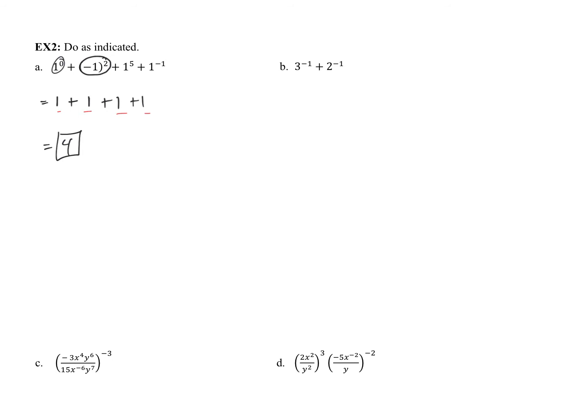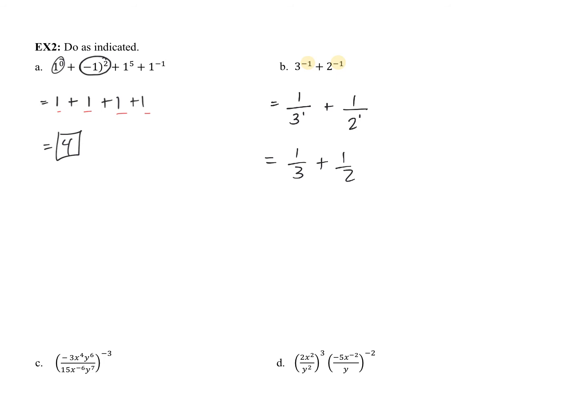Okay, let's take a look at B. What do we have here? Ooh, I see those negative exponents. And as usual, we can't have negative exponents. So what do we do? Well, we'll do fish out of water. So we'll take the reciprocal. That's going to be 1 over 3 to the positive 1 plus 1 over 2 to the positive 1. So now we just have these two fractions that we have to add.